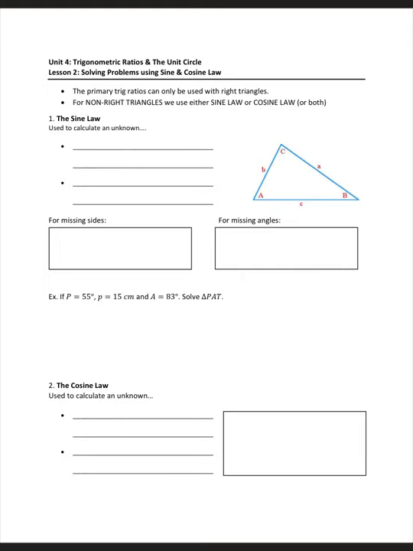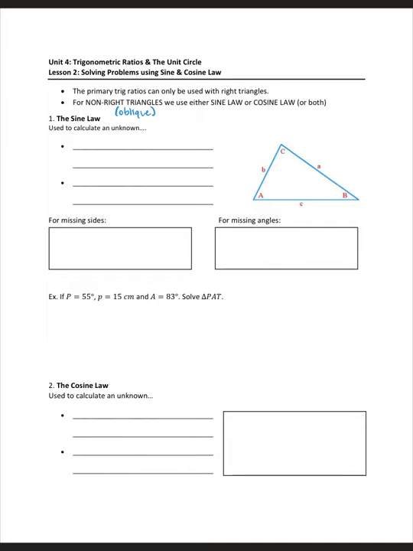So in yesterday's lesson, we talked about those primary trig ratios, and we use those primary trig ratios when we're dealing with right triangles. But we need something when we're dealing with non-right triangles, or what we call oblique triangles. So the primary trig ratios can only be used with right triangles. If we have a non-right triangle, which we call an oblique triangle, we use either sine law or cosine law, or when we're solving for an entire triangle, we might have to use both laws. So let's first take a look at sine law.